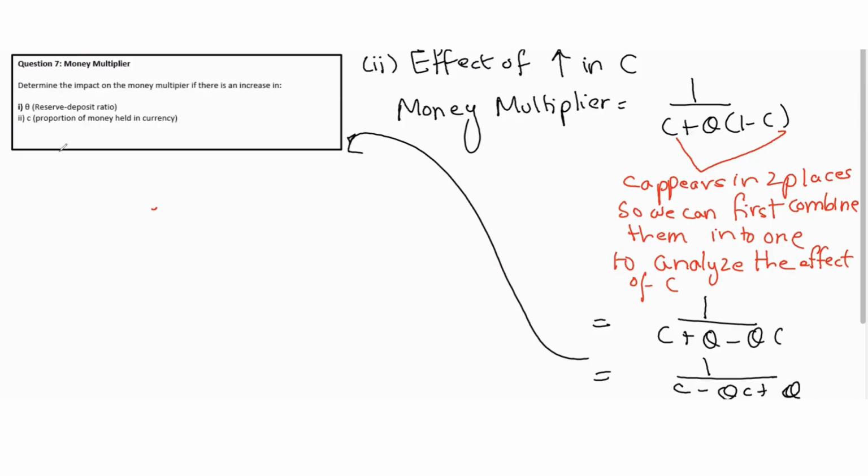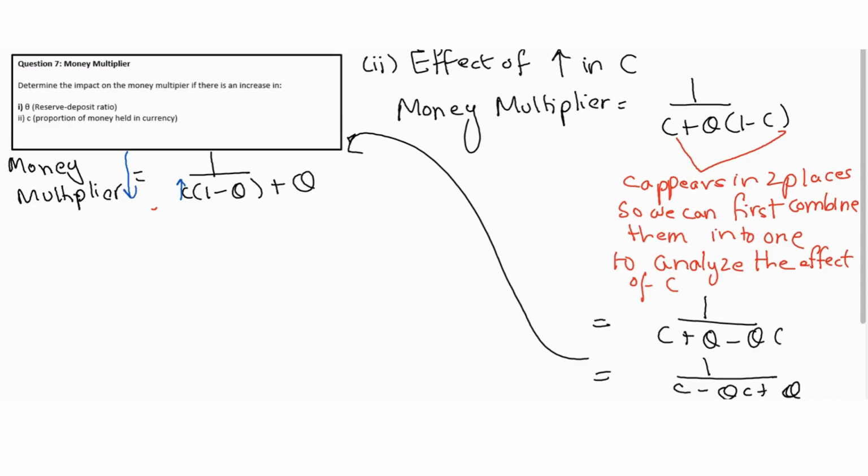Then the money multiplier is 1 over this. I'll factor out the c from c minus theta c plus theta, so now c is only appearing in one place. We can see from here that as c increases, which appears in the denominator, the overall fraction becomes smaller, so the money multiplier goes down. Because as we mentioned before, when the denominator of a fraction increases, the overall fraction goes down. So this was looking at the effect of an increase in C.